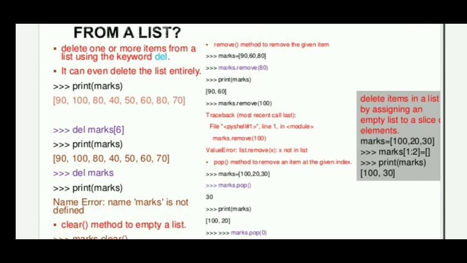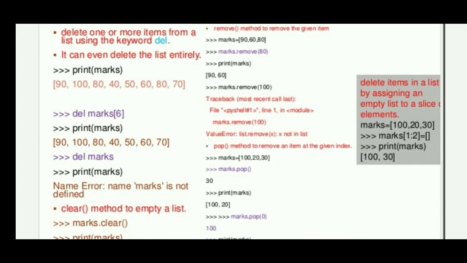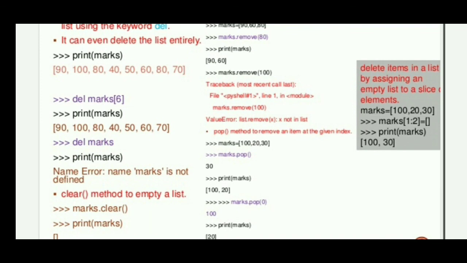So let us see, print marks. So we have created the list. When you write del marks[6], it means it will delete the element from the marks list at position number 6. At index 6 it contains 80, so del marks[6] will delete 80 from the above list. And when you write del marks, it will delete the whole list. So it shows an error: name marks is not defined.